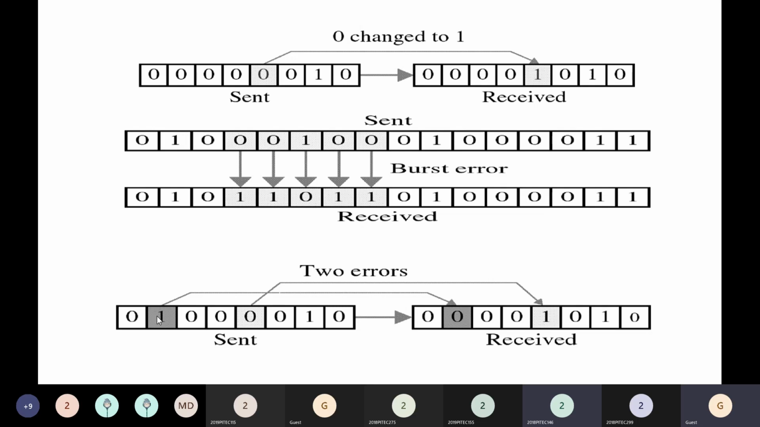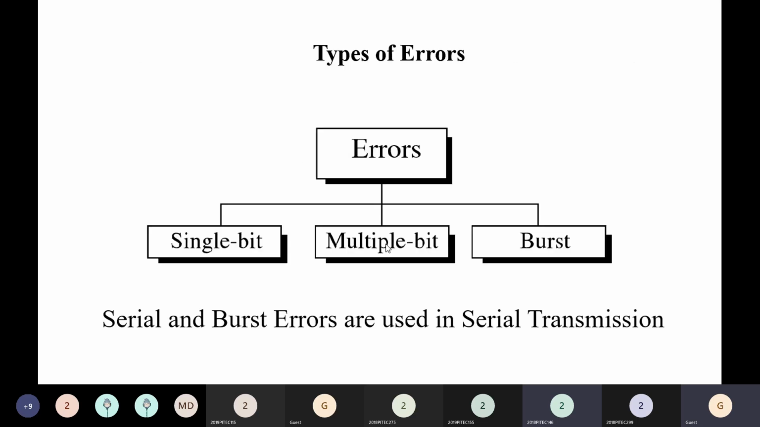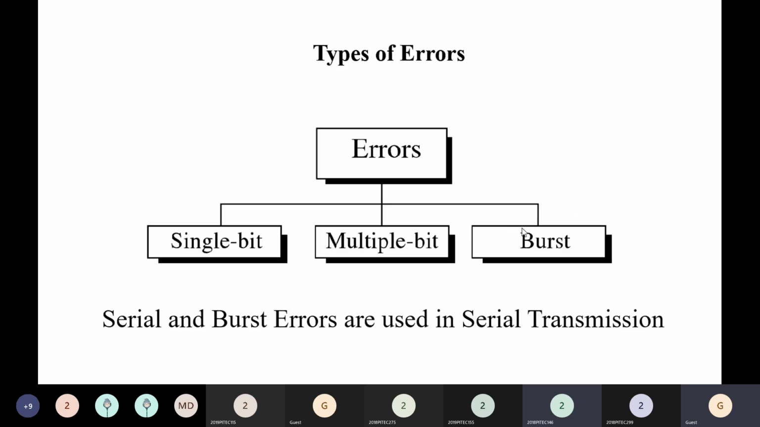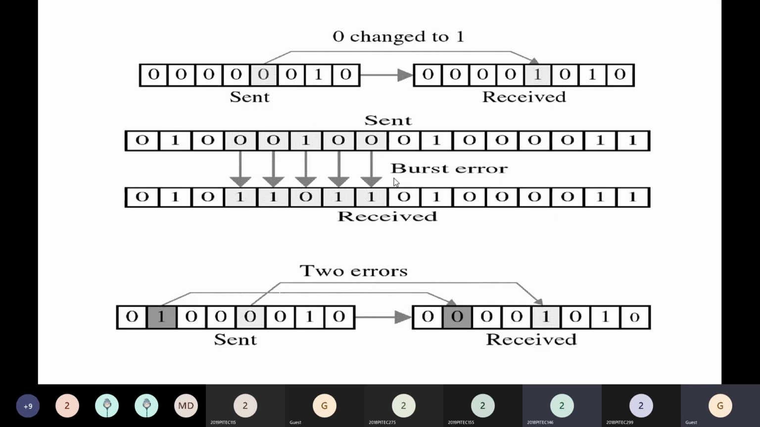See here, the second bit in this particular packet, or in this group of bits, is changed to 0. Likewise, this bit 0 is getting changed to 1. So here two errors, multiple bits. So this is what is given: multiple bits are prone to error. This particular case, two errors, then this is the burst error scenario. So you can easily understand how errors get changed.